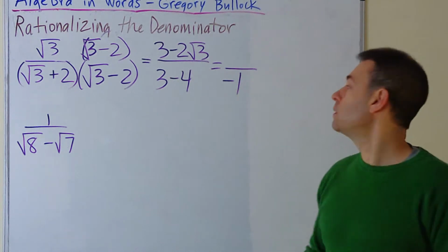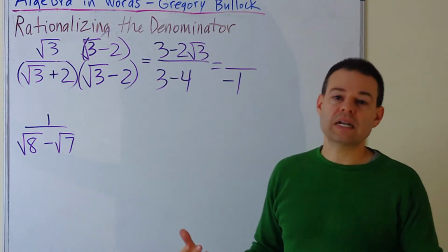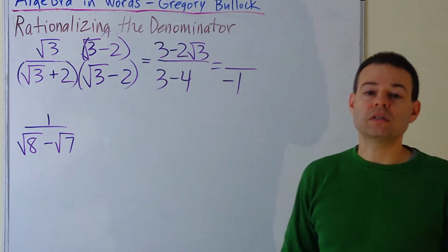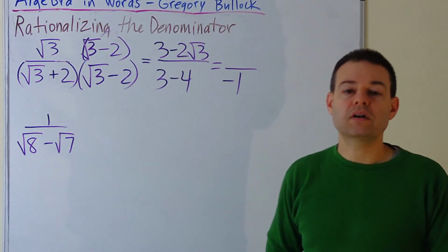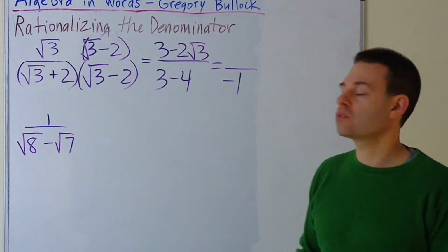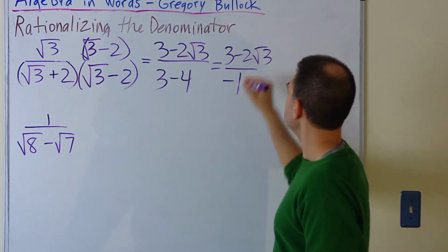Please keep in mind that you cannot combine the 3 minus 2 here because these are not like terms. This term has the radical, this one is just the number. So leave them as is. You could look for a greatest common factor, but in this case they don't have that either, so just rewrite it. 3 minus 2 square root of 3.